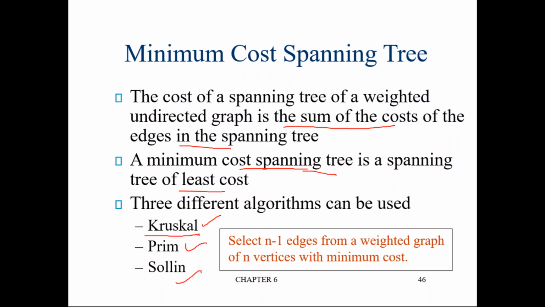Okay. So of course the minimal cost spanning tree will have n minus 1 edges. So we have to select such n minus 1 edges from the weighted graph in such a way that the sum of these weights should be of minimal cost. Okay, fine.